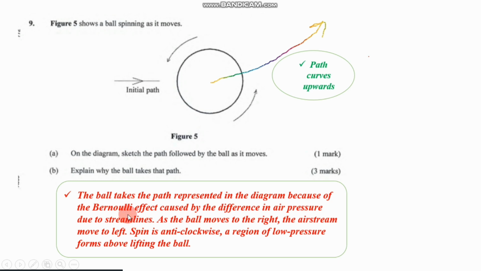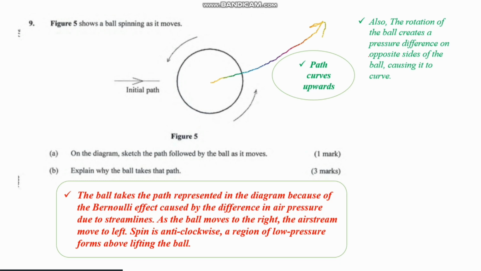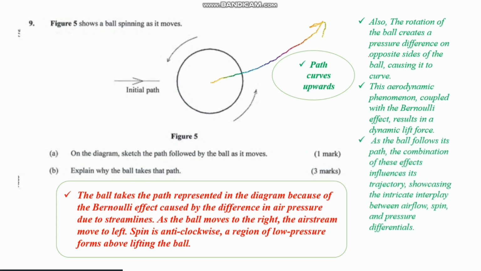As the ball moves to the right, the airstream moves to the left. Spin is anti-clockwise. A region of low pressure forms above, lifting the ball. So this is the region of low pressure that is formed that lifts the ball upwards. Also, the rotation of the ball creates a pressure difference on opposite sides of the ball, causing it to curve. This aerodynamic phenomenon coupled with the Bernoulli effect results in a dynamic lift force. As the ball follows its path, the combination of these effects influences its trajectory, showcasing the intricate interplay between airflow, spin, and pressure differentials.